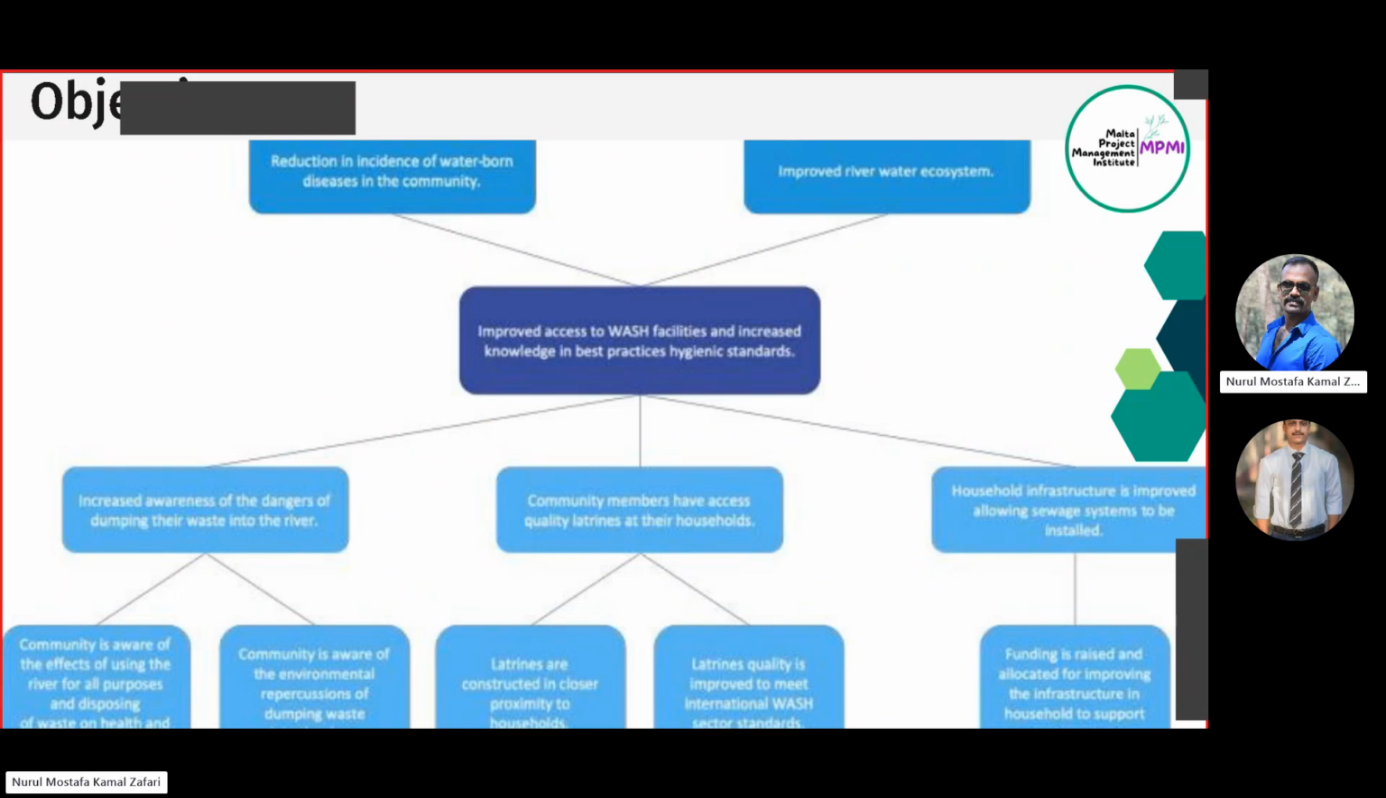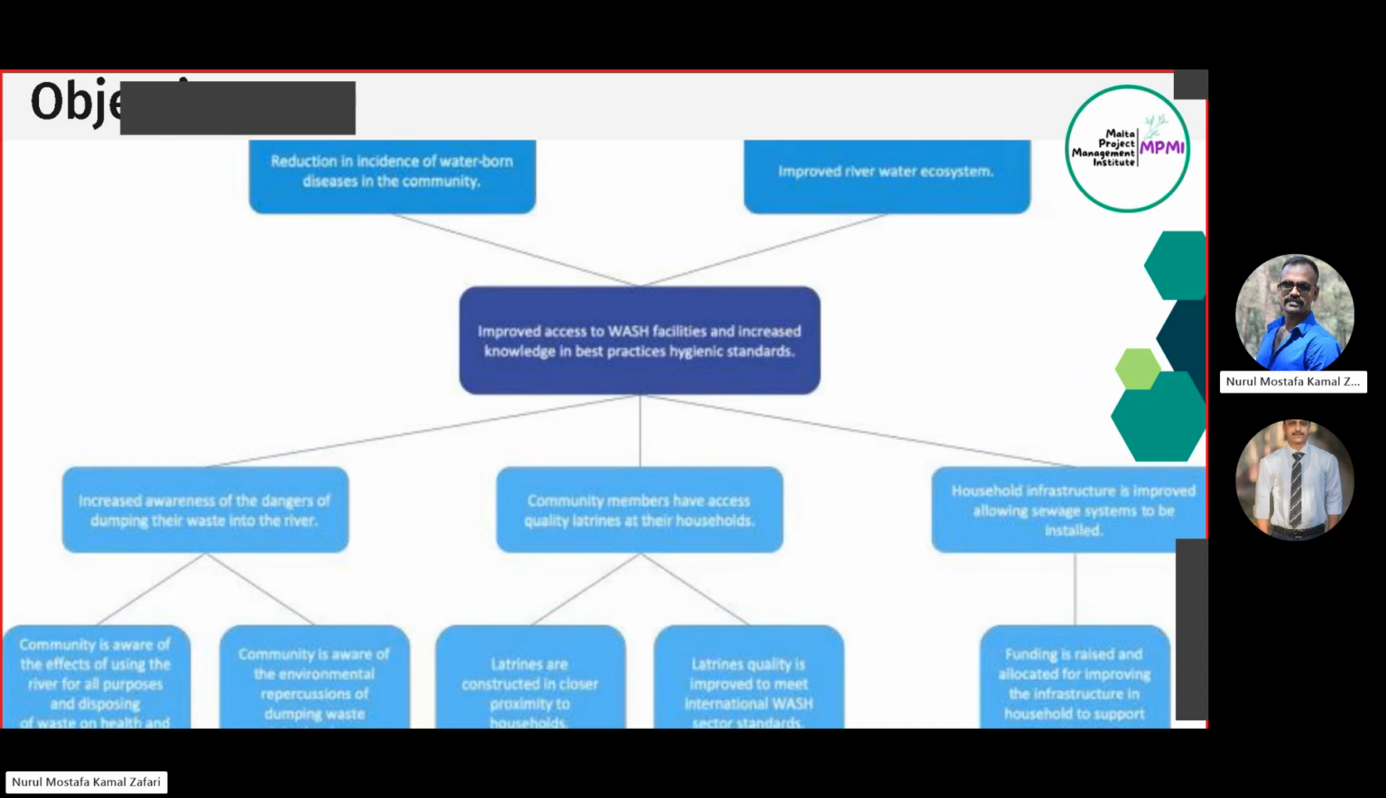Number 2 objective is we need to establish quality latrines. Number 3, we need to establish a household sewage system. And again, under these 3 small objectives, we need to do some more smaller objectives. Like if you want to raise awareness, we need to give them training on health and well-being, and also we need to make them understand about the environmental issues.